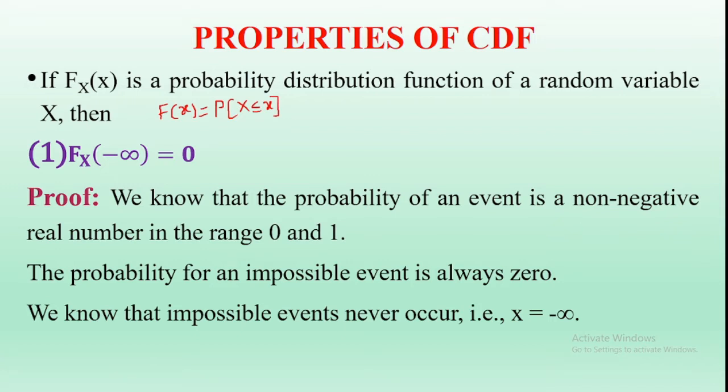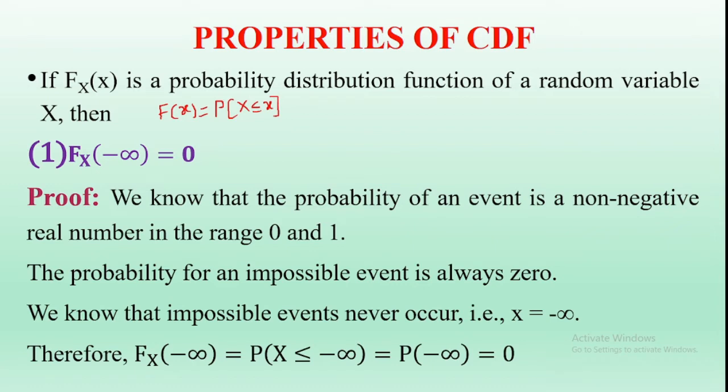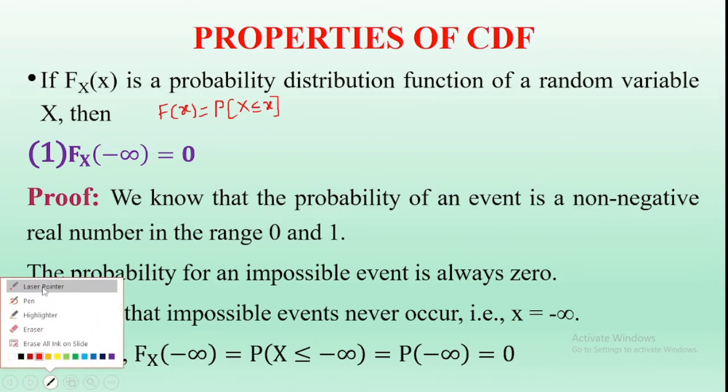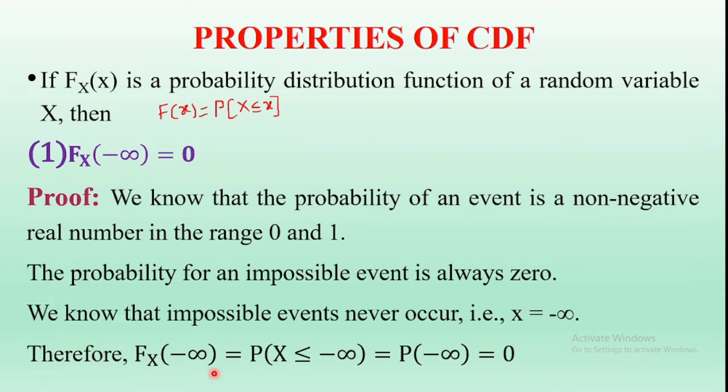So according to the definition of the cumulative distribution function, substitute small x equal to minus infinity. F_X(−∞), or F(−∞), is equal to the probability of X less than or equal to minus infinity. So the probability of X equal to minus infinity is 0. That is the first property of the CDF and its proof.